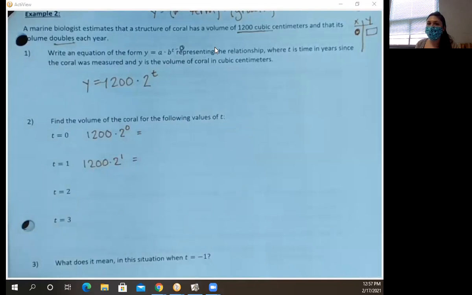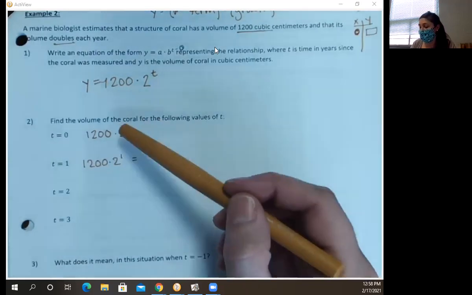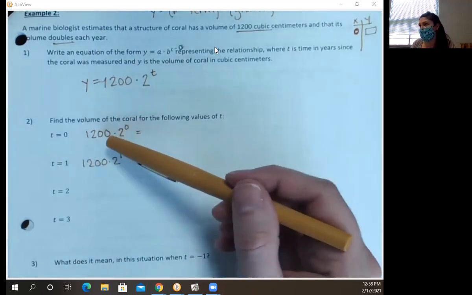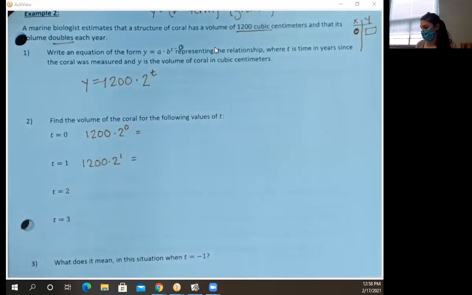So you're going to want your calculators for this one. If you're using your TI Inspires, they recognize order of operations, so you can type this in exactly as it is. If you are not currently in the habit of bringing your calculator every day, you need to reform that habit because we're going to need them. If you're not using a TI Inspire, then remember that you are going to have to take care of order of operations. So you're going to have to do the exponent first and then multiply by 1200.